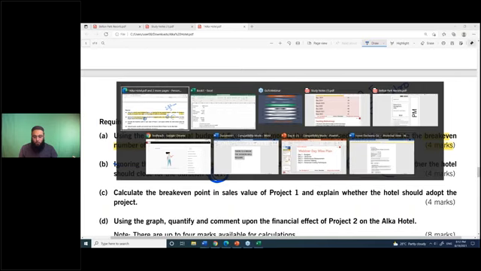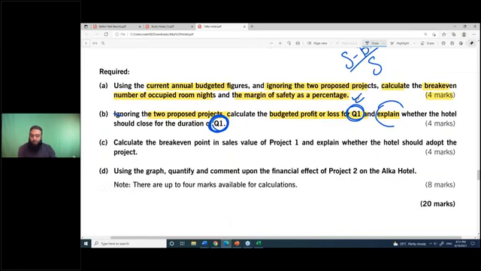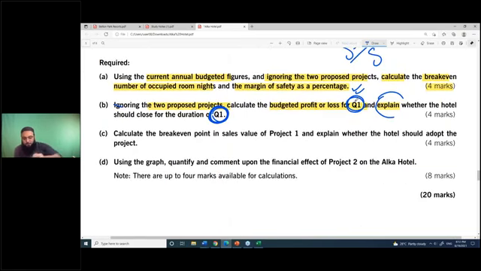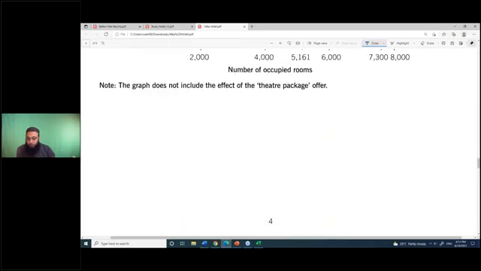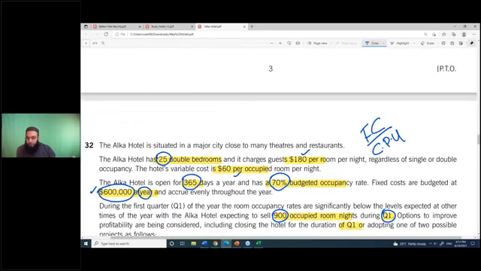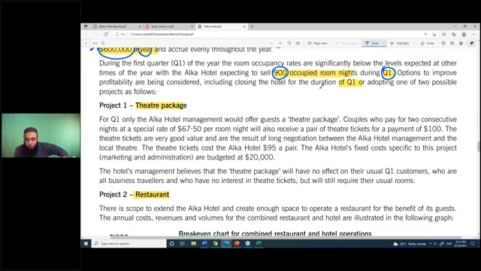So the next requirement is: calculate the break-even point in sales value of project one, and explain whether the hotel should adopt the project or not. Now let's go to project one. So I need to look at what project one is about. For quarter one, if you don't discontinue, they gave us two proposals, right?